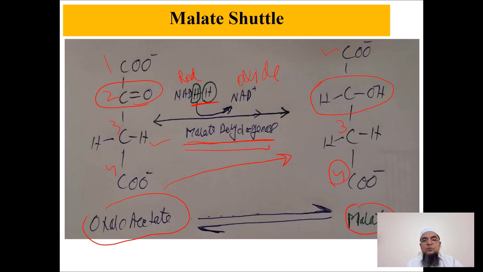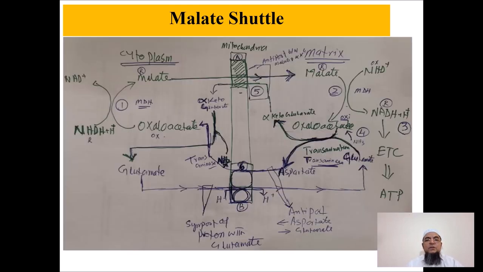Now I'm taking you to the actual shuttle. Now this malate will enter into the mitochondria. So keep the previous picture in your mind. We have that oxaloacetate here. We start here. This is the mitochondrial membrane. This is the cytosol, this is the mitochondria and this is the mitochondrial matrix. From here onward is the mitochondria.